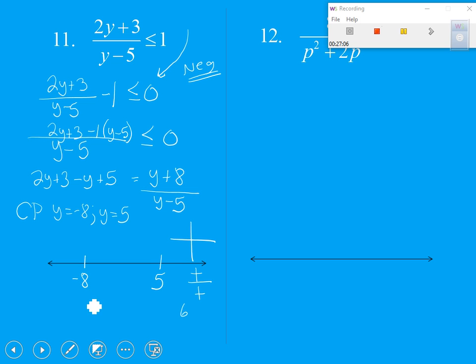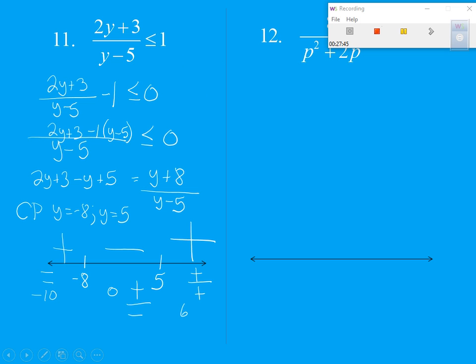Now let's pick one between negative 8 and 5. I might use 0 again. 0 plus 8 is positive. 0 minus 5 is negative. So this interval is negative. Number less than negative 8, I might use negative 10. Negative 10 plus 8 is negative. Negative 10 minus 5 is another negative. Two negatives divided by each other is a positive. And then we said we wanted the negative interval. So be careful here.